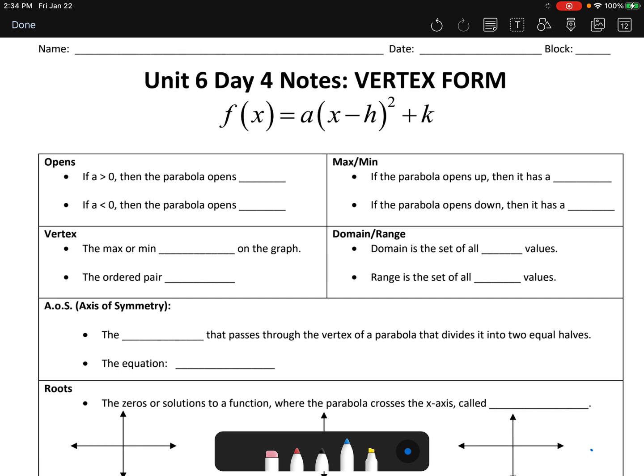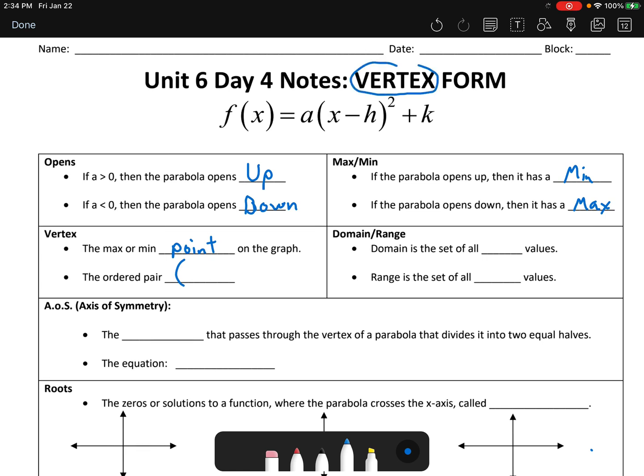If a is greater than 0, then the parabola opens up. If it's less than 0, it opens down. Nothing new there. If it opens up, it has a minimum. If it opens down, it has a maximum. The vertex is the max or min point on the graph.